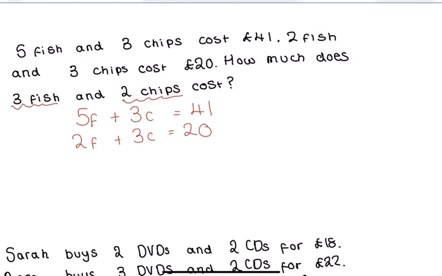So let's have a go at solving this simultaneous equation first. Now my chips are the same, I've got 3 on each. They're the same sign, so I'm going to subtract. So 5 take away 2 is 3. The C's are going to cancel out, and then I do 41 take away 20, which leaves me with 21. Now to solve this, I'm going to divide both sides by 3, leaving me with F equals 7. So the fish cost £7.